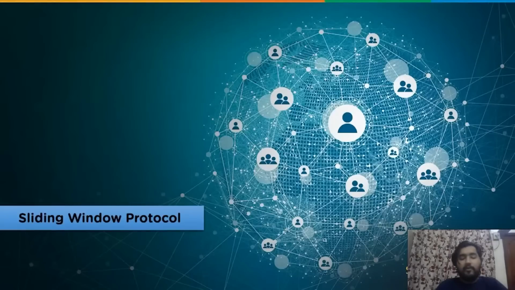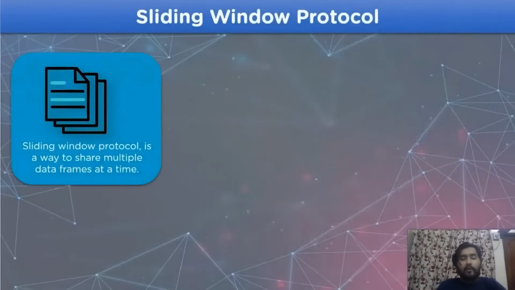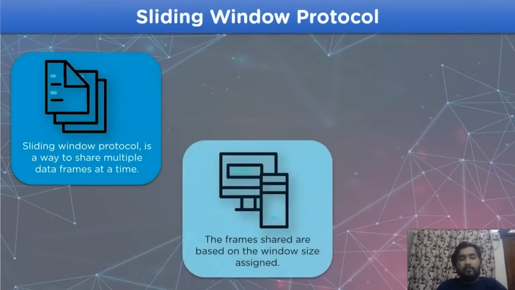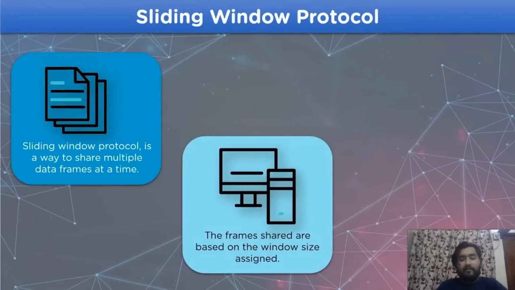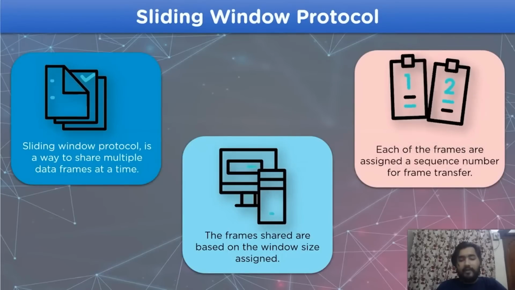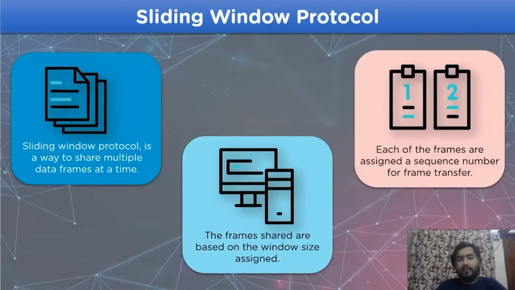Now let's look into some information regarding the sliding window protocol. To begin with, the sliding window protocol is a technique that allows the sharing of multiple data frames in a network channel, where the number of frames shared is determined by the window size assigned to the network channel. Also, the frames sent during transmission are assigned a sequence number for efficient frame transmission in the communication channel.